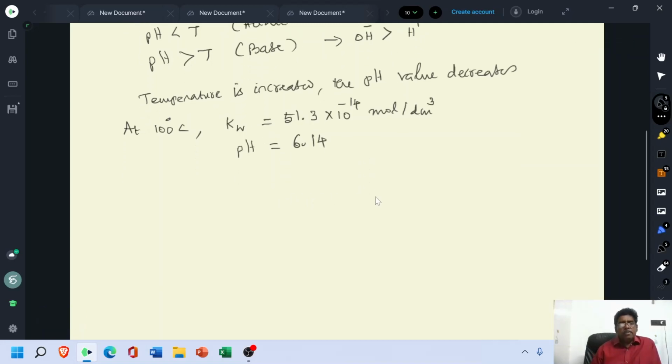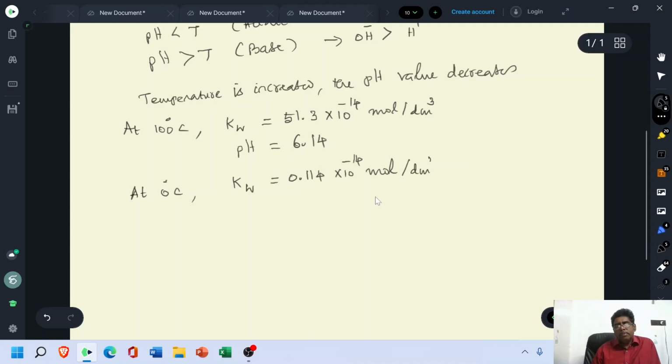Suppose the temperature of water is reduced to 0 degree. At 0 degree Celsius, the rate constant of water is 0.114 into 10 power minus 14 mole per decimeter cube. At this stage, pH of water is 7.47.